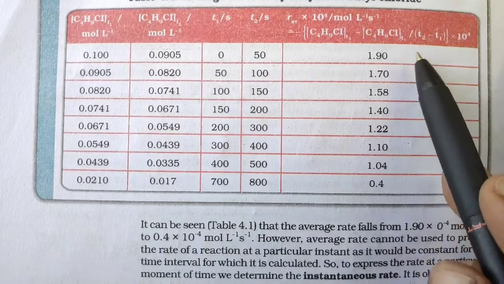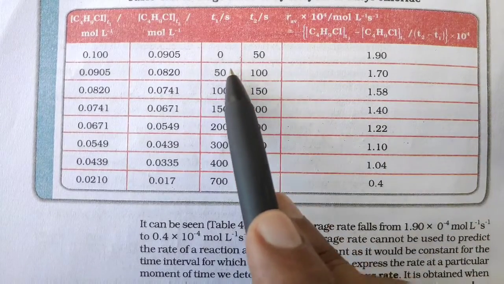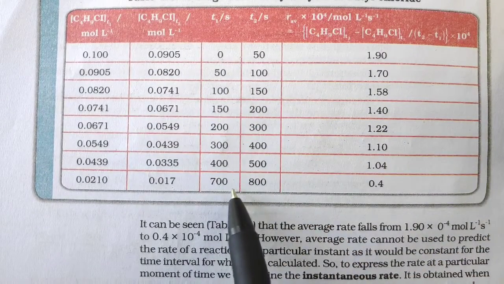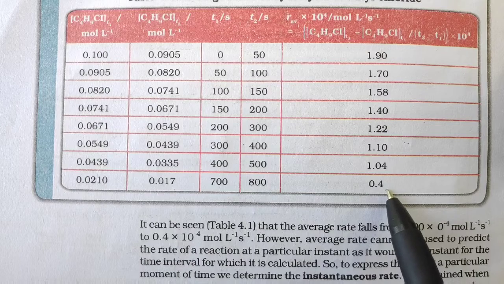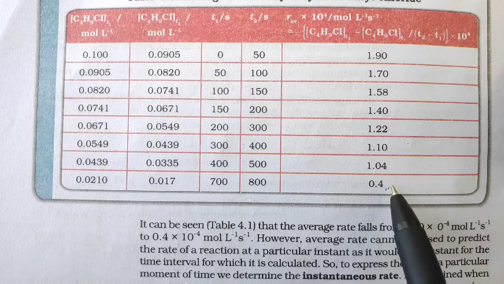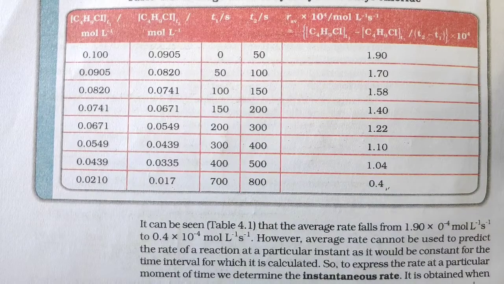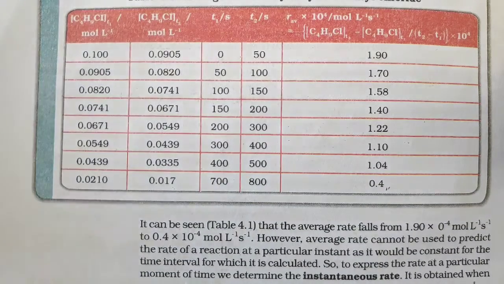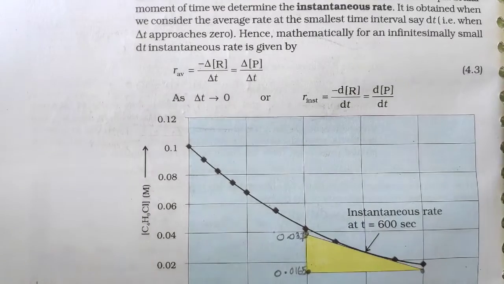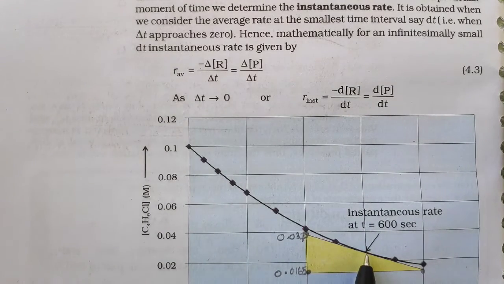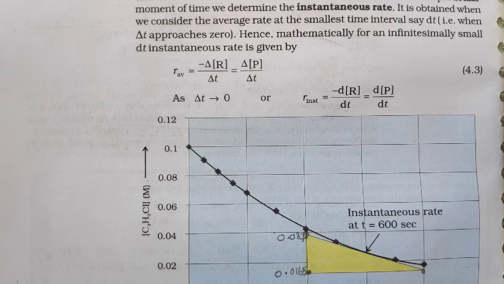Now if you see, as the time proceeds, that is from 0 to 700 seconds, the concentration is decreasing, and the rate of reaction is also decreasing. Understood? I think everyone understood the reason. Now last time we discussed instantaneous rate, that is at a particular instant, if the tangent is drawn, then from the slope you can get the value. Okay, now the next part.